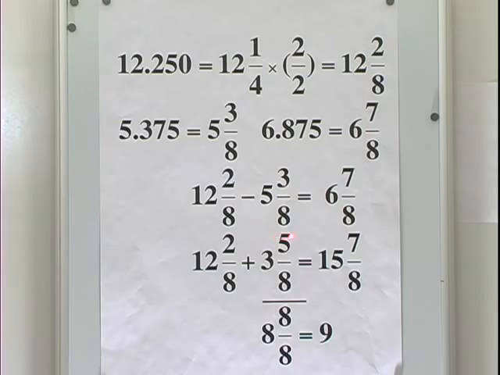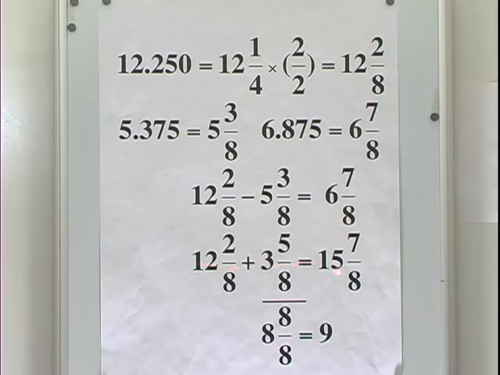I must find the nines complement of this subtrahend, 5 3/8. So I'm going to add a 3 to that 5, and I'm going to get an 8. I want to add 5 to this 3, and that'll give me an 8. 3 5/8 added to 5 3/8 is equal to 8 8/8, and that's another way of writing 9. So 3 5/8 is the nines complement of 5 3/8.